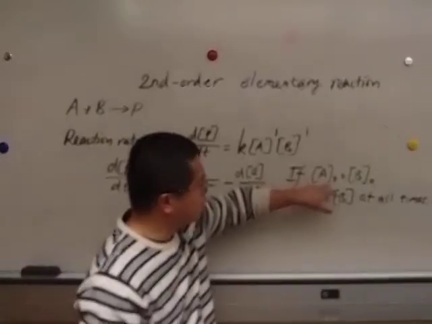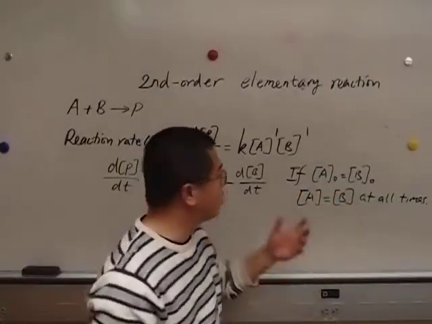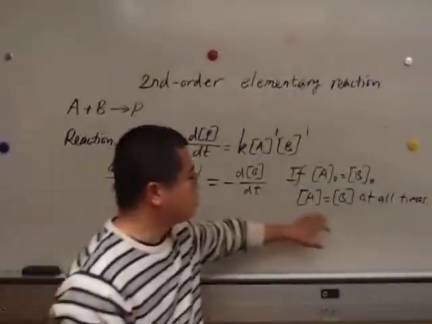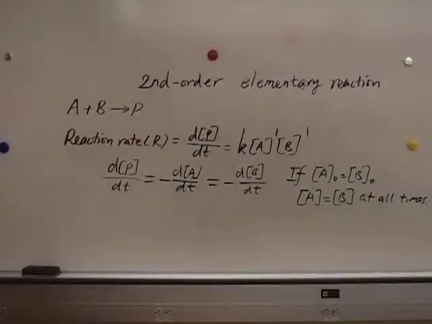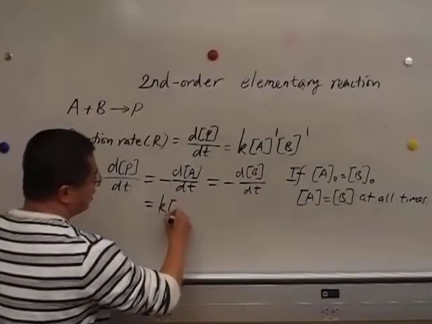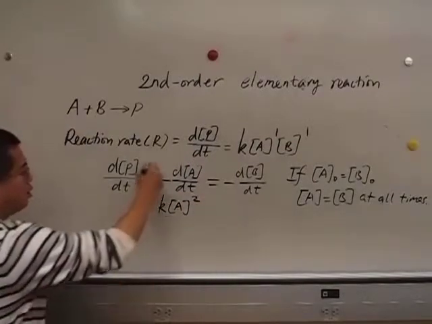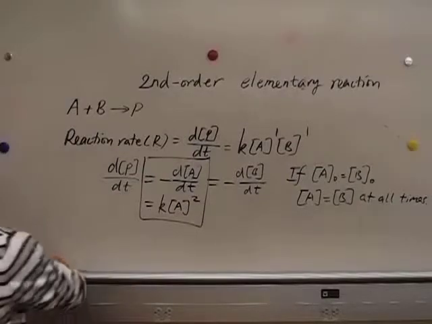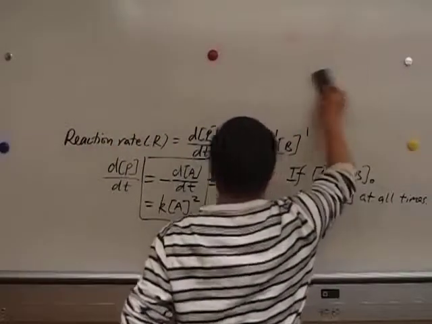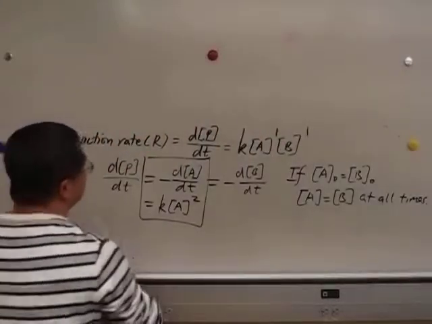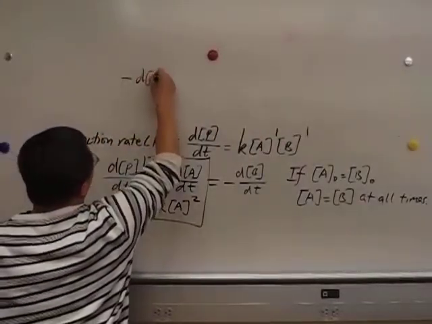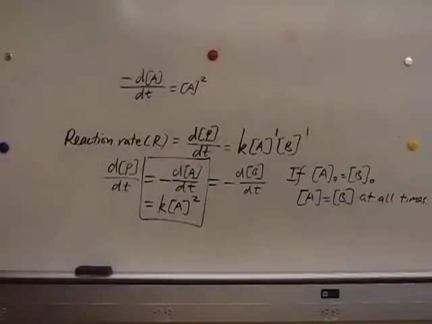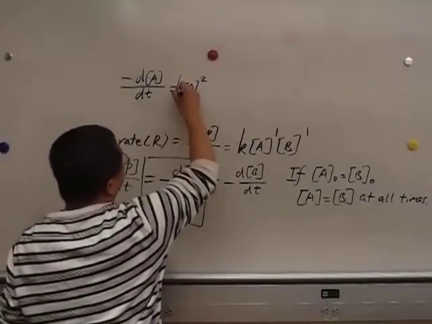What if the initial concentrations of A and B are different? We will derive for that situation in a different video. So in this video, we assume A equals B at all times, and then it's very simple for us to simply just focus on this part. It's a simple differential equation.